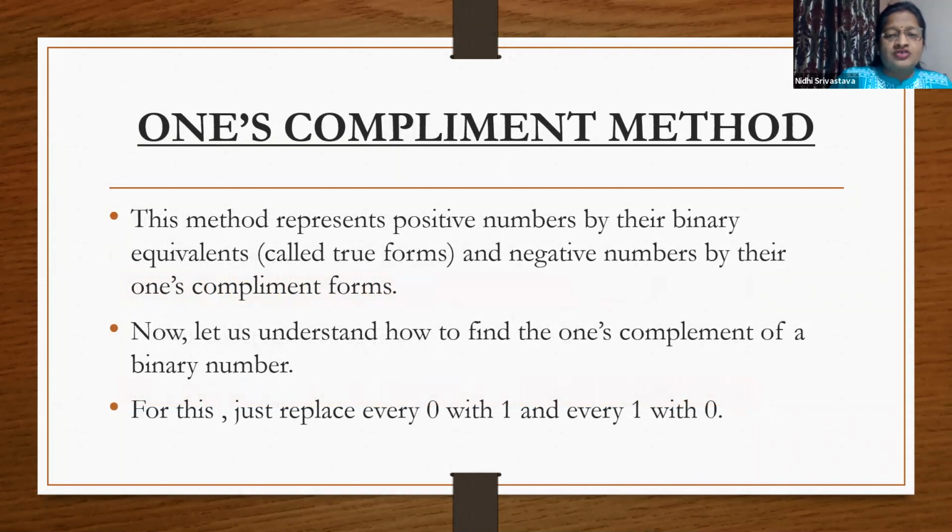Next, 1's complement method. This method represents positive numbers by their binary equivalents, called true forms, and negative numbers by their 1's complement forms. Now, let us understand how to find the 1's complement of a binary number. For this, just replace every 0 with 1 and every 1 with 0.